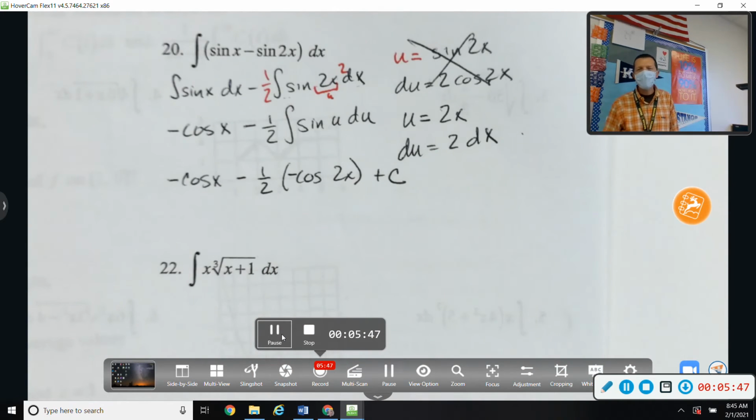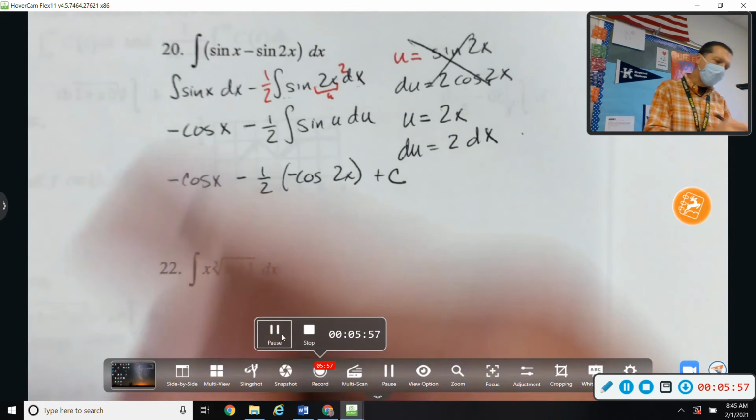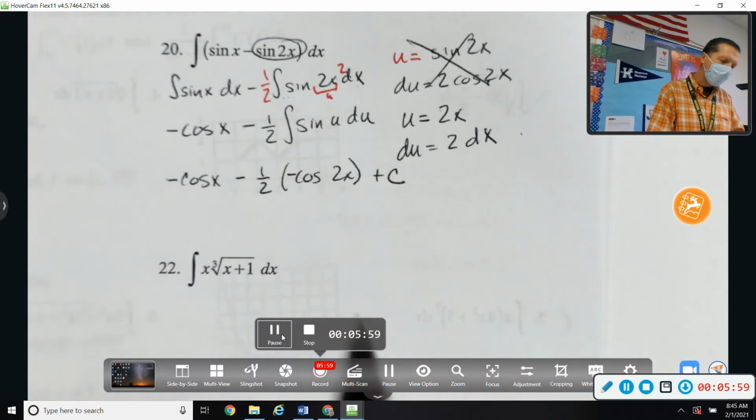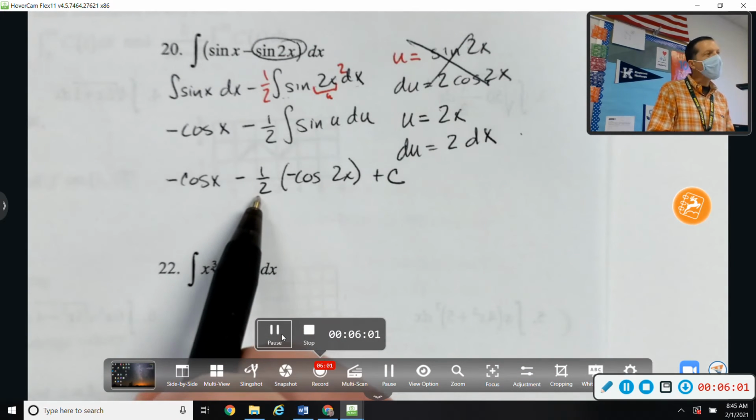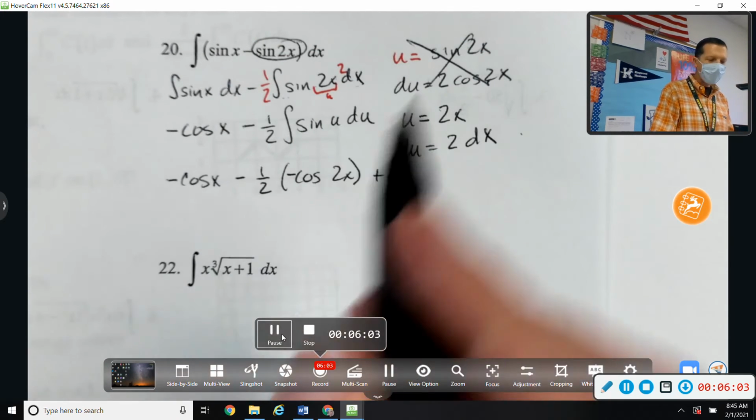Yeah, you could clean up the negatives, but it's also a safe stop right there. And again, some people would handle this without u substitution. They would know that that 1/2 would need to be there to undo the chain rule.